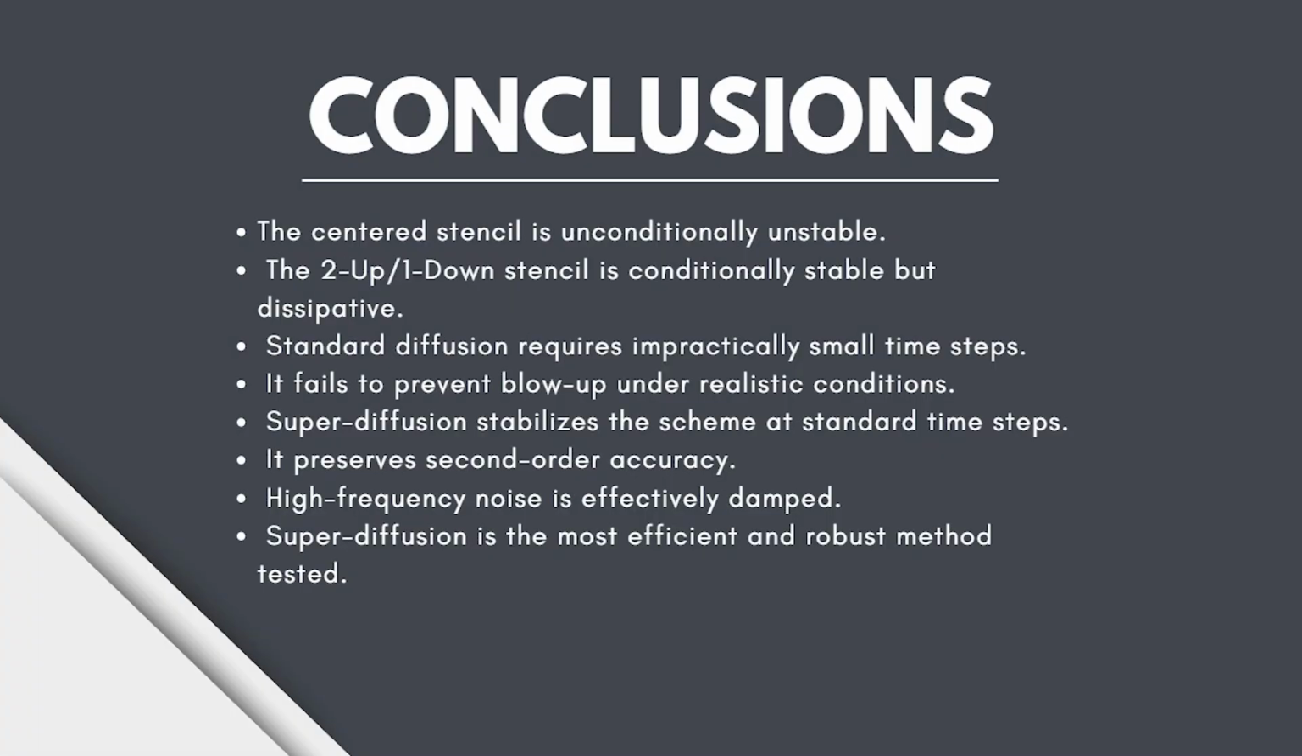To conclude our presentation, first, the standard center stencil is unconditionally unstable for this problem. Second, while the asymmetric 2 up, 1 down stencil is stable, it is dissipative. Third, standard diffusion is inefficient because it requires impractically small time steps to prevent blow-up. Finally, superdiffusion is the most robust method. It stabilizes the scheme at the standard time step and preserves second-order accuracy by effectively damping high-frequency noise.